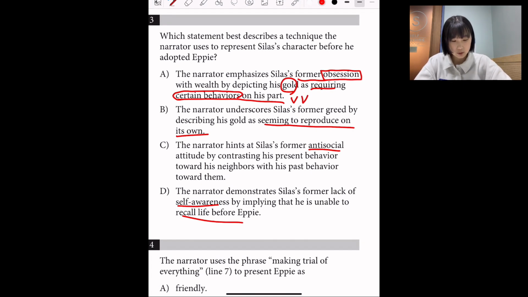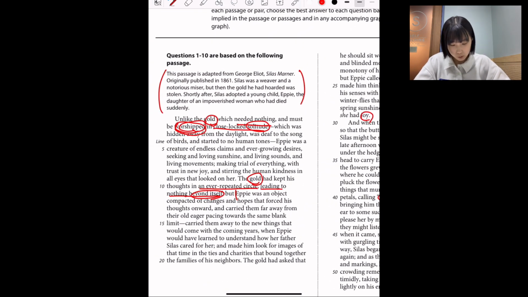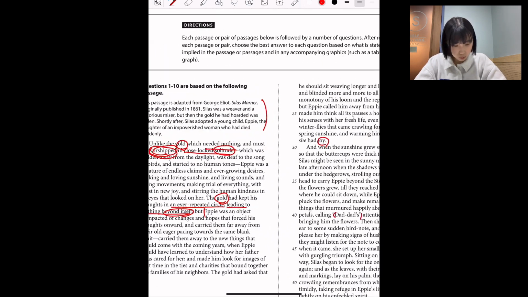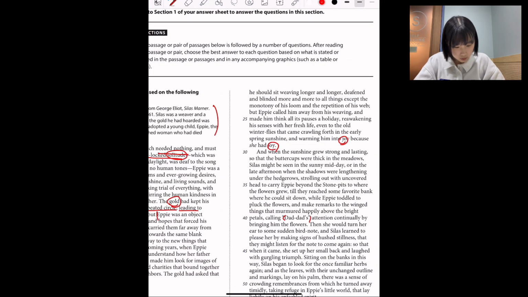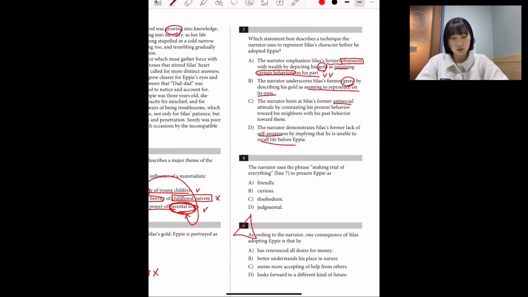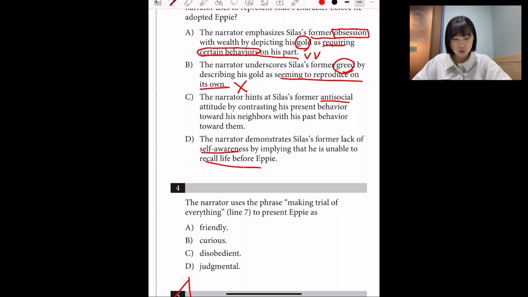And B, underscores Silas's former greed by describing his gold as seeming to reproduce on its own. Well, although that might be true, I can't even find where it says that. Does it even say that the gold seems like it's reproducing? Maybe, but that doesn't matter, because whether it did or not, the fact that the gold reproduces doesn't really align with Silas's greed. It could be a metaphor that says there was a lot of gold, because seeming to reproduce means it seems never-ending, but it doesn't exactly hint at Silas's greed. So B is not a good choice.